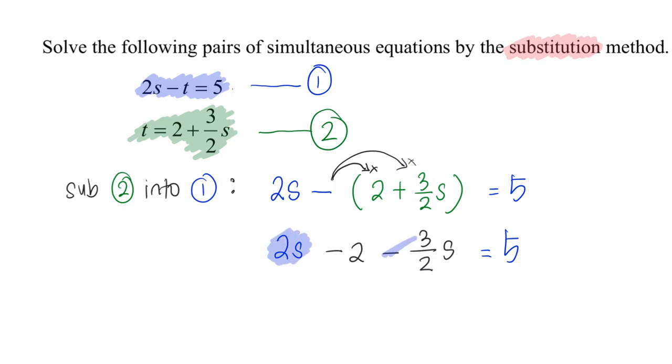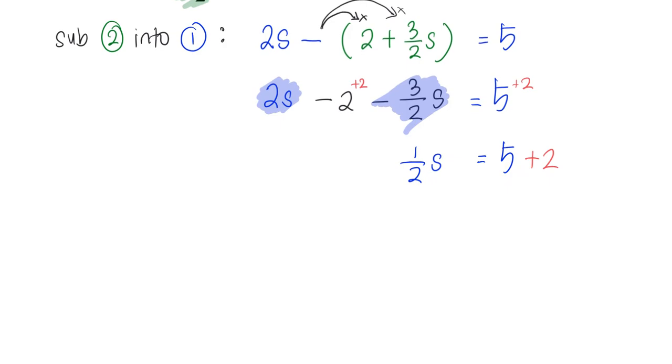After that, please simplify. 2 minus 3 over 2s will give me 1 over 2s. 5. Do I plus or do I minus 2? Plus 2. So that 2 minus 2 equals 0. And eventually I will get this answer. I will just need to times 2 on both sides, so that I get 1s equals 14.